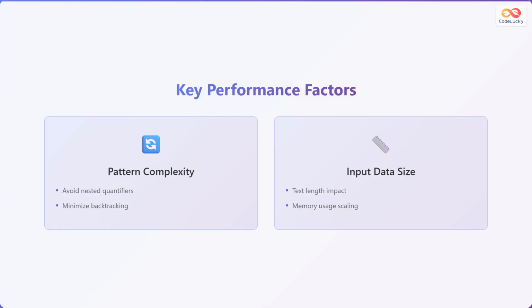Let's discuss the key factors that affect regular expression performance. First, pattern complexity plays a significant role. It is important to avoid nested quantifiers, which can lead to backtracking. Also, minimize backtracking as much as possible to keep the regular expression efficient. Secondly, the input data size also matters. Consider how text length impacts performance and how memory usage scales with larger inputs.